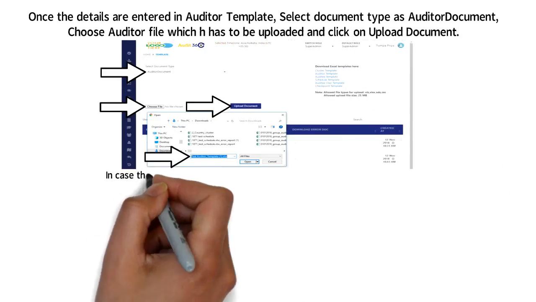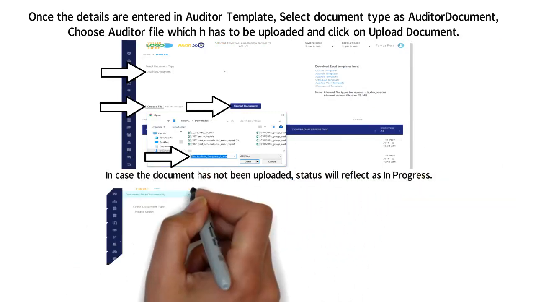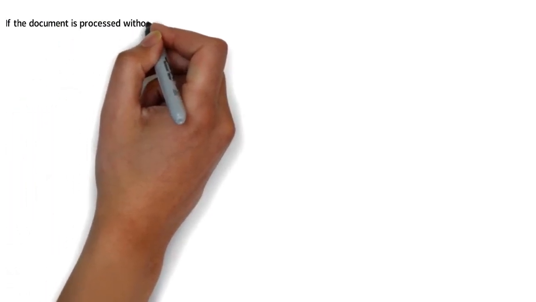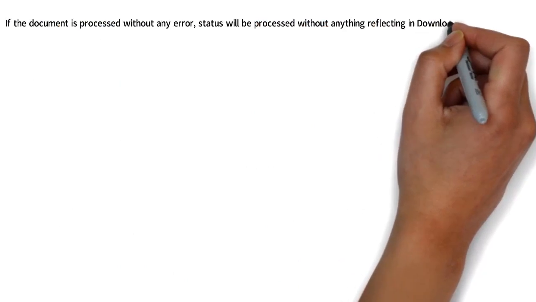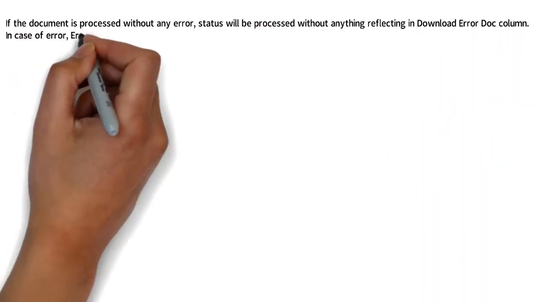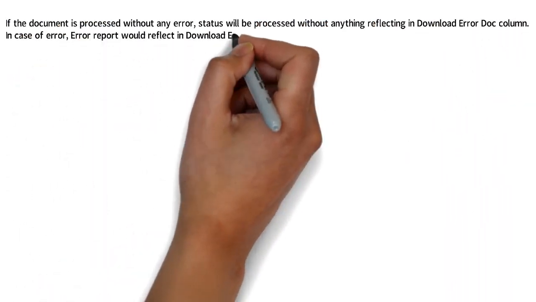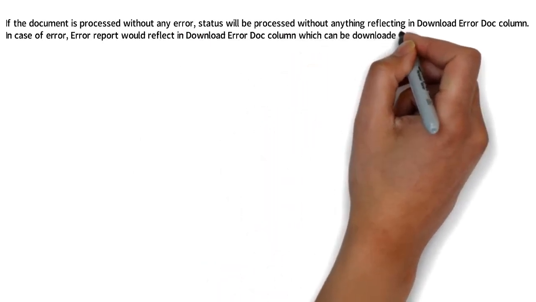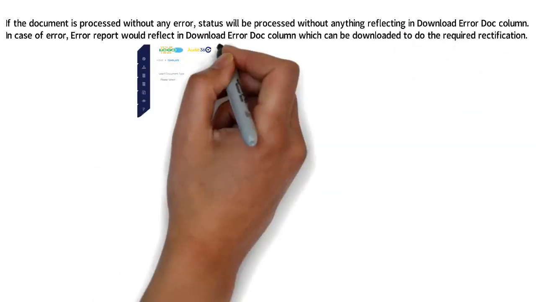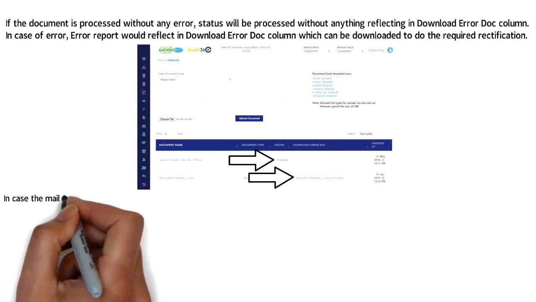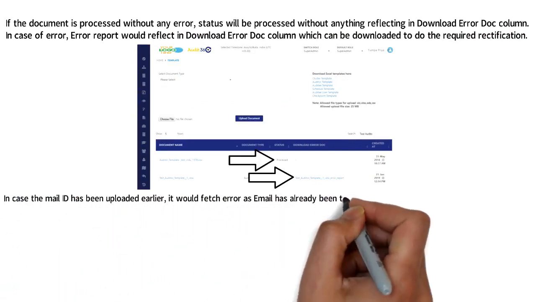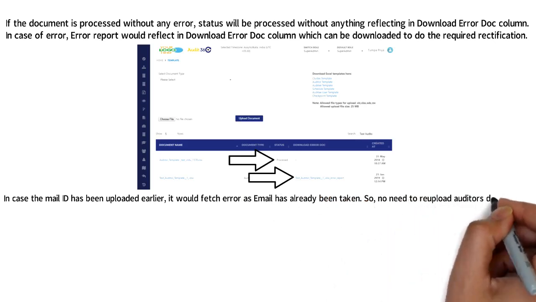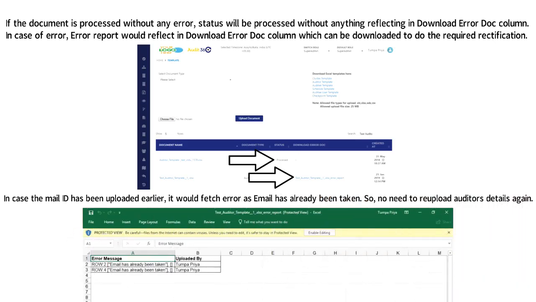In case the document has not been uploaded, status will reflect as in progress. If the document is processed without any error, status will be processed without anything reflecting in Download Error Doc column. In case of error, the error report would reflect in Download Error doc column, which can be downloaded to do the required rectification. In case the mail ID has been uploaded earlier, it would fetch error, as email has already been taken, so no need to re-upload auditor's details again.